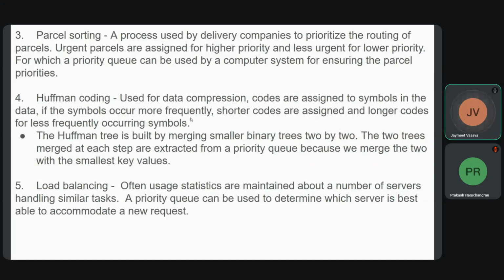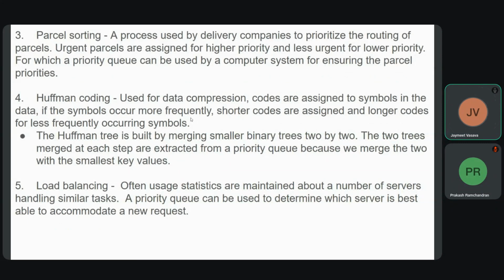Next is Huffman coding, which is used for data compression, where codes are assigned to symbols in the data. If the symbols occur very frequently, shorter codes are assigned to them, and longer codes for less frequently occurring symbols. The Huffman tree is built by merging small binary trees two by two, and the two trees merged at each step are extracted from the priority queue because we merge the two with the smallest key values.